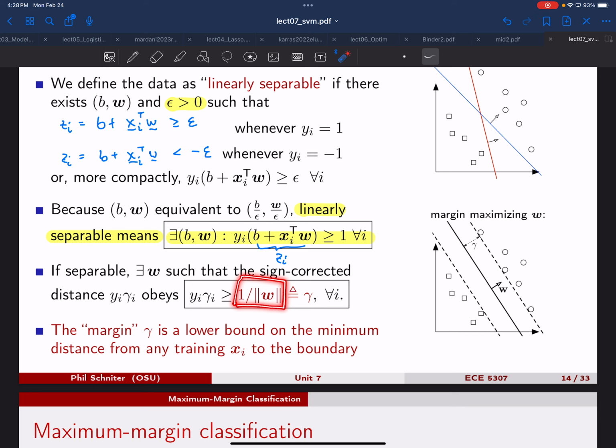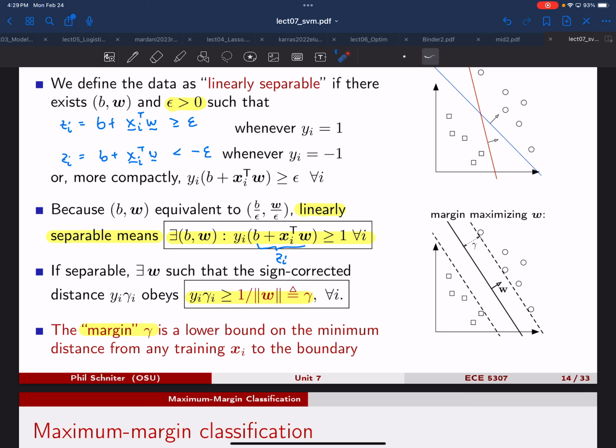So this is an important quantity, 1 over the norm of W, and so we're going to give it the name gamma, and we're going to call it the margin. So the margin gamma is just defined as 1 over the norm of W. Okay, so let's think more about, or maybe try to visualize, what this is saying.